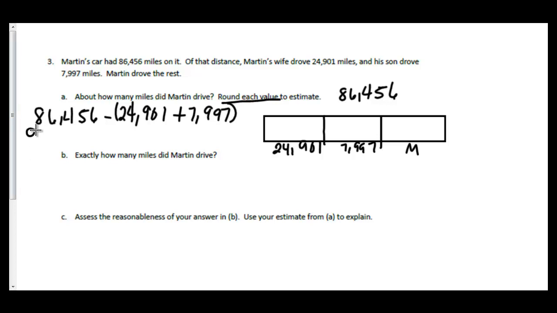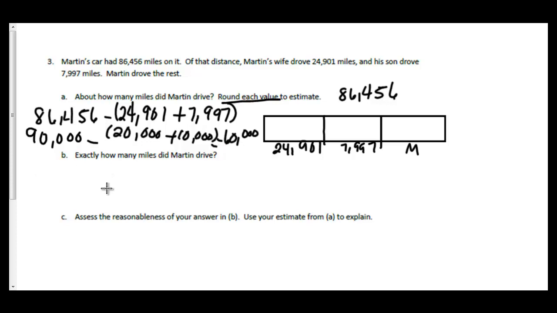So this would be 90,000 minus, and now here I've got 20,000, and this has no 10,000s, but it's close to 10,000. So I'm going to say minus 20,000 plus 10,000. So this would be 30,000, and 90,000 minus 30,000 would leave 60,000. So Martin drove about 60,000 miles.